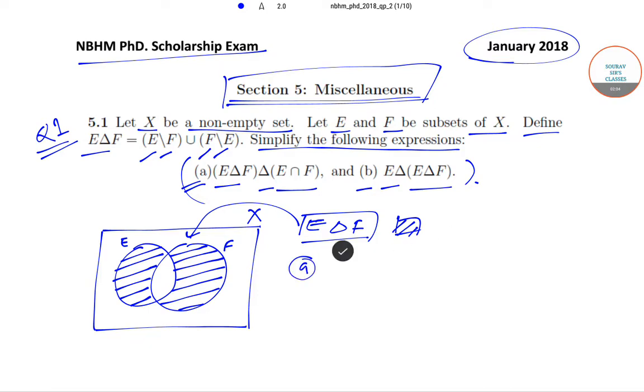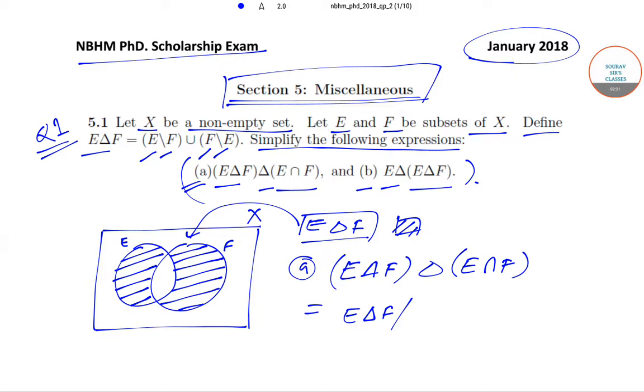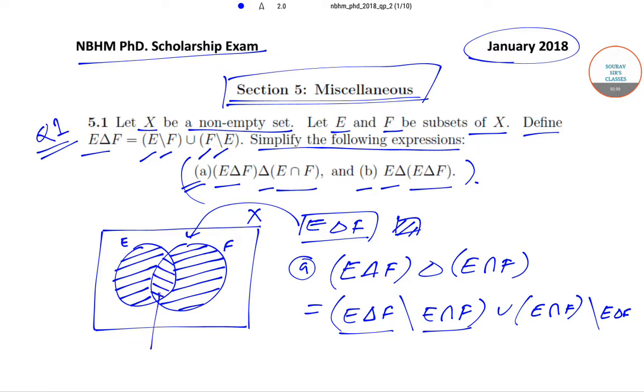Now we need to simplify the expression. Expression A is E delta F delta E intersection F. This basically is of the format: E delta F upon E intersection F, union E intersection F upon E delta F. So now the set of elements which lie in E delta F but not in E intersection F: as you can see, E intersection F is denoted by this portion, so the set of elements which lie in E delta F but not in E intersection F is basically the set E delta F.